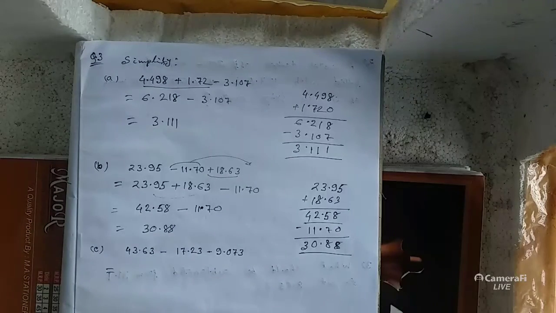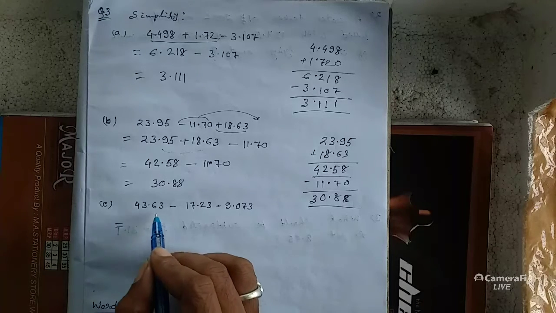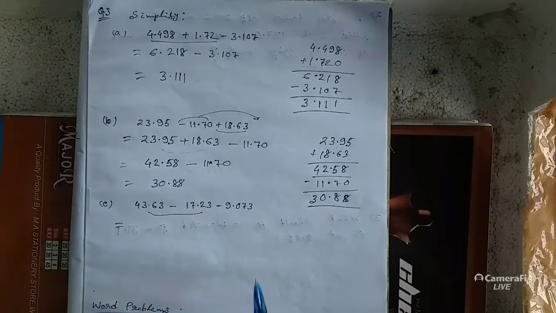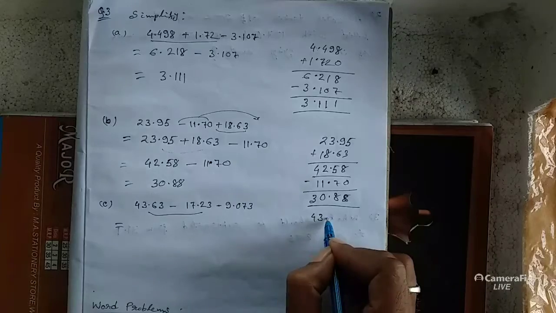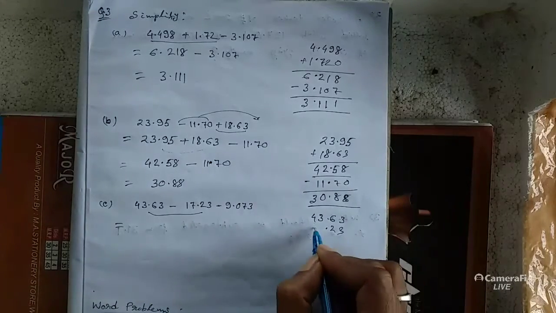Question number C is here. 43.63 minus 17.23 minus 9.073. Here successively two times subtraction. First we will do this subtraction and then this one. So 43.63 minus 17.23.